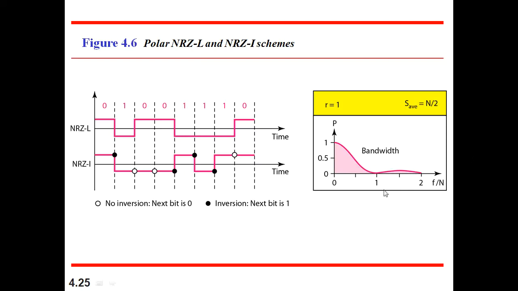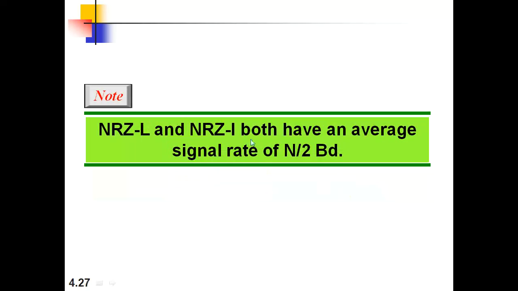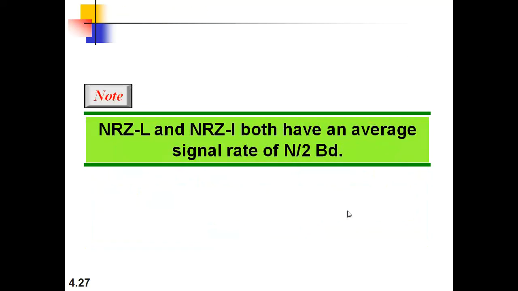And you can observe, how much bandwidth is required, what is the S value, what is the R value, we will discuss in the next. So note, in NRZL, the level of the voltage determines the value of the bit. In NRZI, inversion or lack of inversion determines the value of the bit. NRZL and NRZI both have an average signal rate of N by 2 bar.